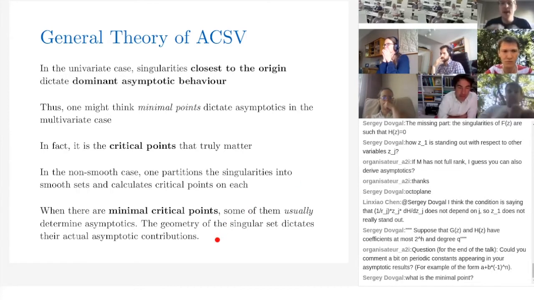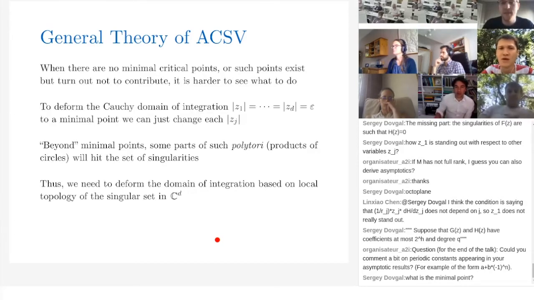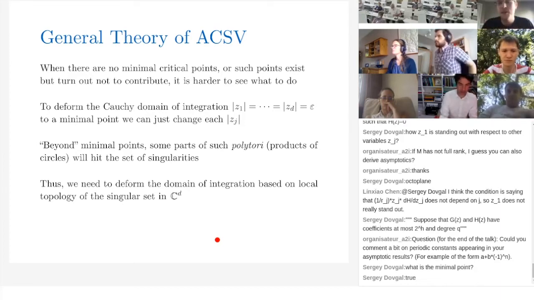So when you have these minimal critical points, a minimal point, just to remind you of the definition, is one that is on the boundary of the domain of convergence, or closest to the origin. So coordinate-wise, there's nothing closer. There's nothing with smaller coordinate-wise modulus than this singularity. Okay. So when there are no minimal critical points, or you have minimal critical points but they don't contribute, then it's harder to know what to do.